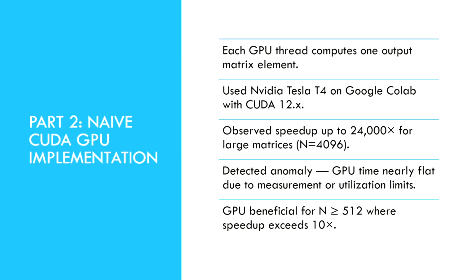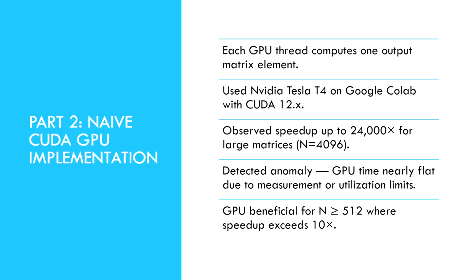Part 2 comprises the naive CUDA GPU implementation. Each GPU thread computes one output matrix element. We used an NVIDIA Tesla T4 on Google Colab with CUDA 12.x. We observed a speedup of up to 24,000 times for large matrices, n equals 4096.